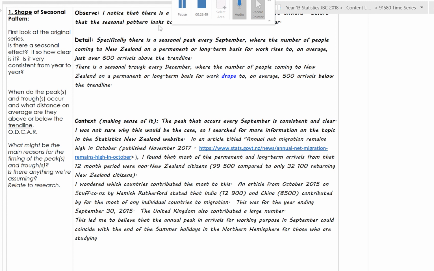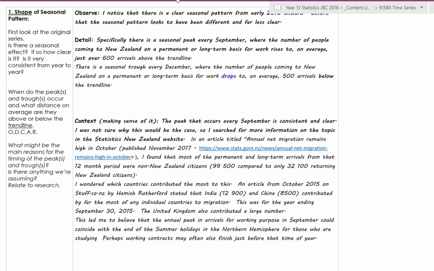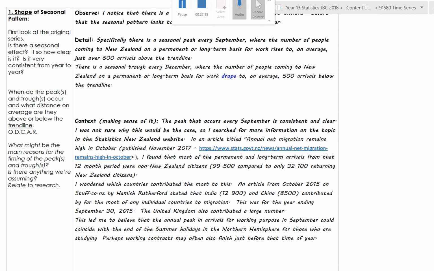Perhaps working contracts also often end around that time, or just before. And I say perhaps because we don't know. We know in the Southern Hemisphere that would be the case for our summer, but our summer also happens to be the turn of the new year, doesn't it? So I'm speculating here. So this led me to believe the annual peak may be because of those reasons, meaning that people, younger travellers on working visas, may be more likely to come to New Zealand at that time of year. And I'm thinking here particularly places like China, India, and the UK.